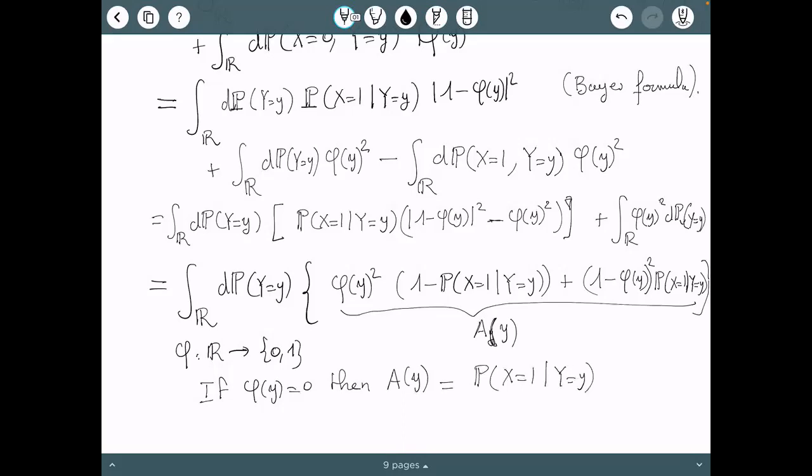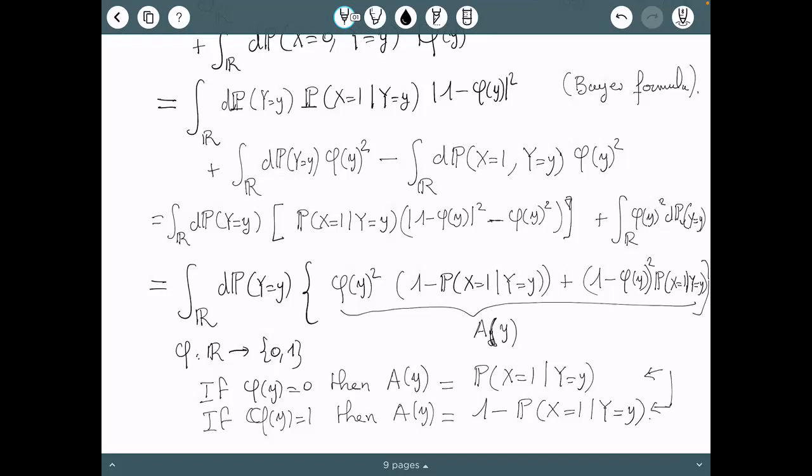Okay, which is positive. If phi of y is equal to 1, then a of y is equal to 1 minus the probability that x equal 1 given y is equal to y. Okay, so now it is phi that I can decide. So in fact, if I want to minimize this expression, I have to define phi in order that between these two expressions, it is always the one which is the smallest possible.